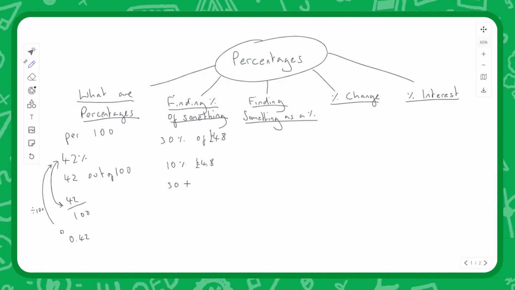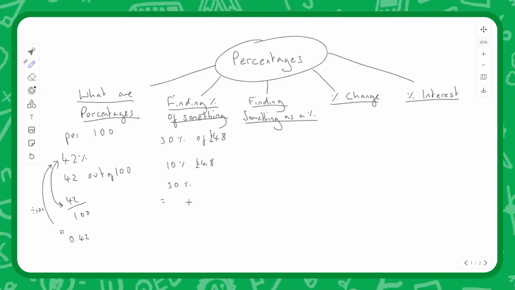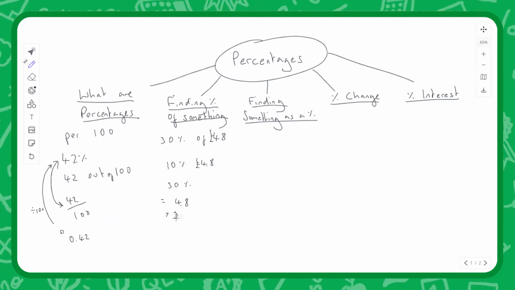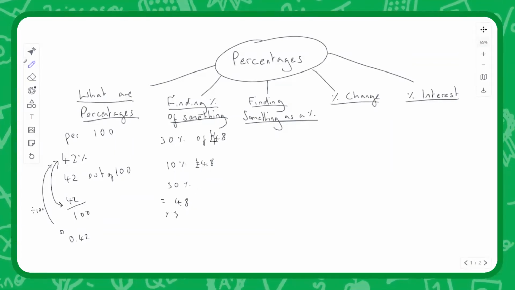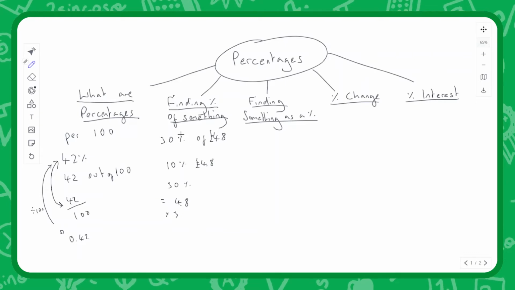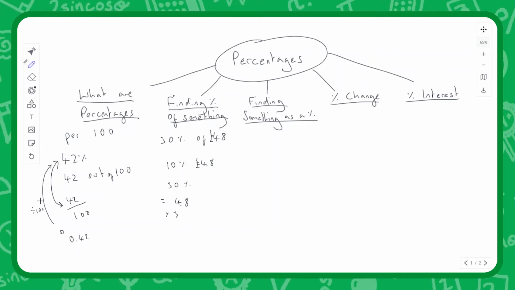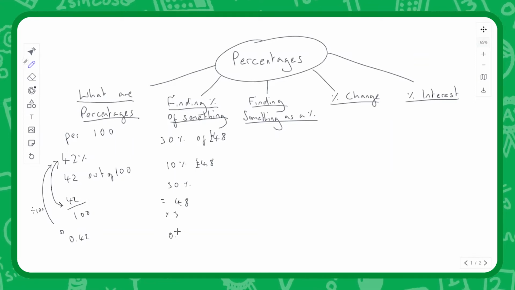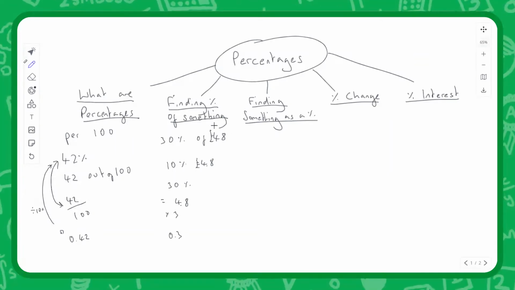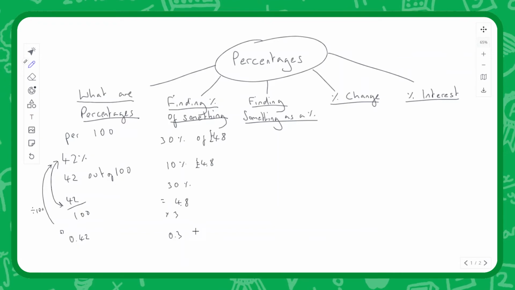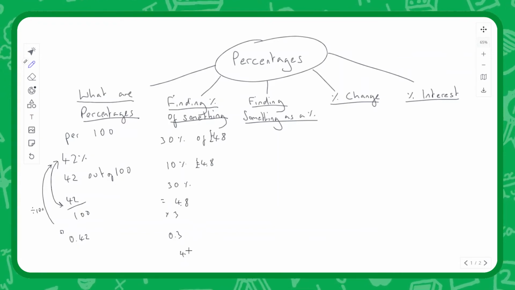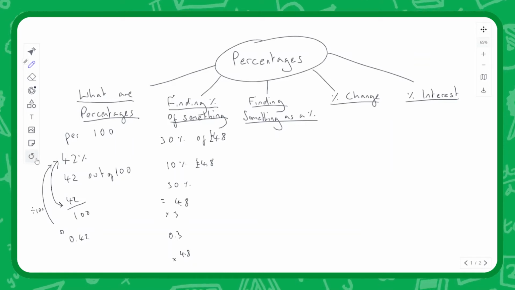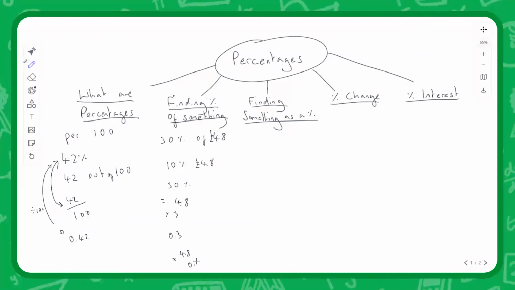So 30% is going to be 4.8 times 3. Or what we could do is just dive straight in, right? We could convert this percentage into a decimal. We know we just divide it by 100. And 30% as a decimal is going to be 0.3. And again, we just take our original amount and multiply it by 0.3. So we're doing 48 times 0.3.